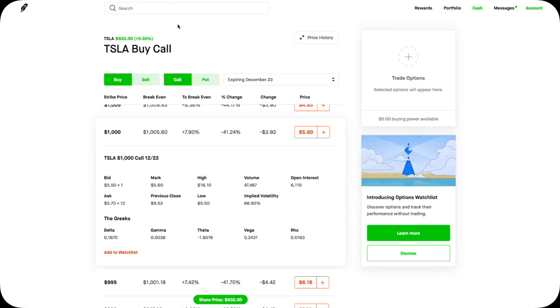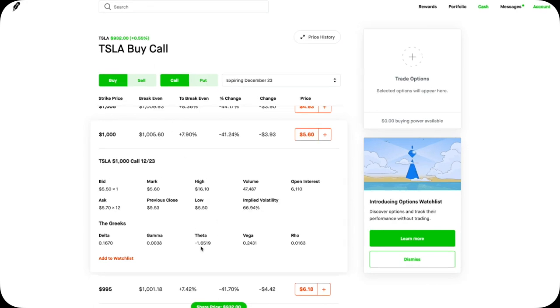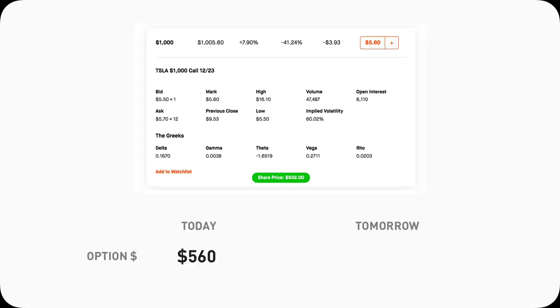In this example, the Tesla $1,000 call has a theta of negative 1.6519, meaning no matter what happens, this Tesla call option contract will lose $165 of value every single day. Tomorrow, if Tesla stock stays flat at 932 again, the price of this call option contract will drop to $395.